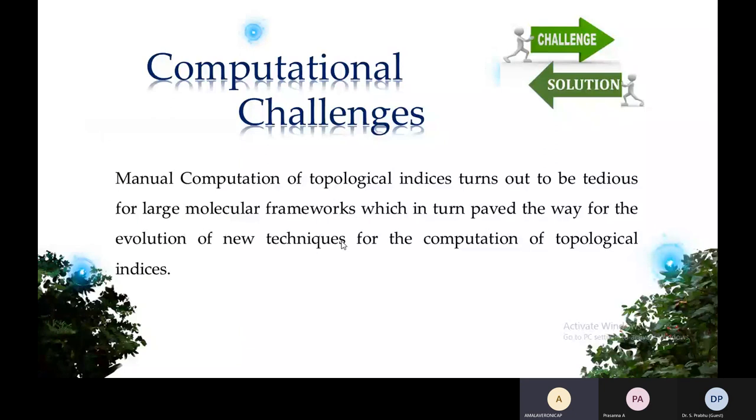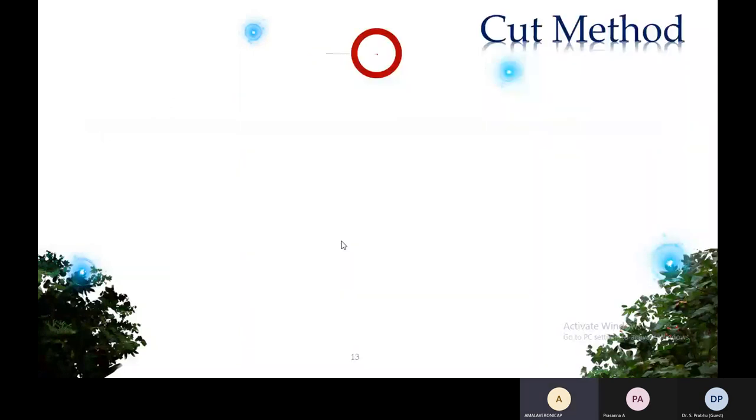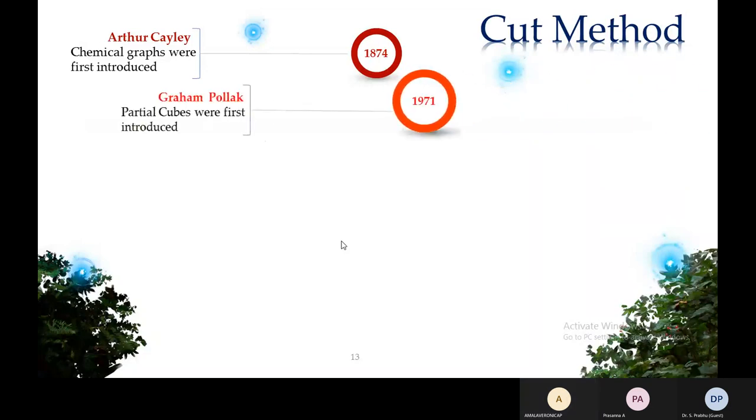The cut method. First, in 1874, Arthur Cayley introduced chemical graphs. He first took a molecule, and from that molecule he derived a graph, and with that depiction, Arthur Cayley introduced chemical graph theory with its own example in 1874. Then later, in 1971, Graham Pollack introduced another concept called the partial cube, nowhere related to chemical graph theory. It's pure graph theory or interconnection networks, we would say. And the theory extended, along with this partial cube content, with Cayley's chemical graphs.